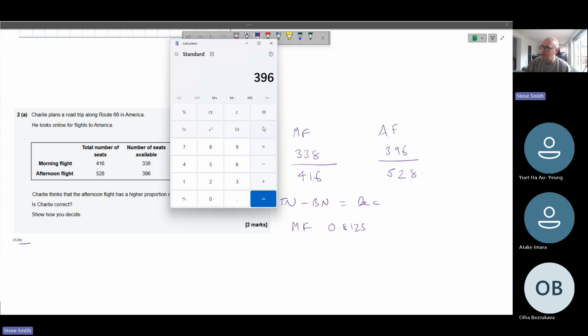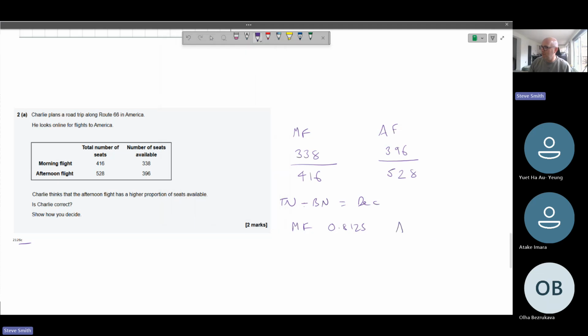Top number divided by 528, the bottom number, 0.75. Afternoon flight, 0.75. We can directly compare those two now. We can clearly see that the morning flight has a higher proportion of seats available. Morning flight. Let's go, because it's a larger decimal.